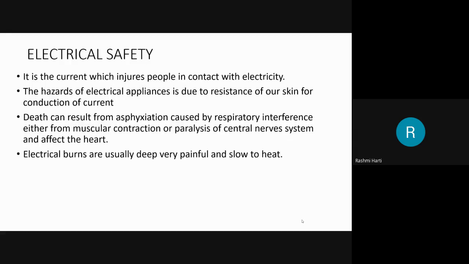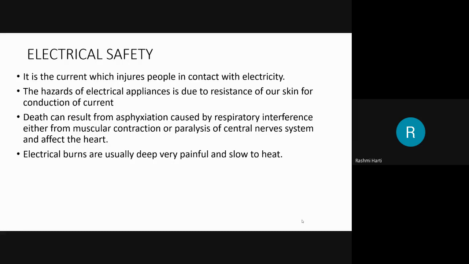It is the current which injures people in contact with electricity. So what injures people? It is the current. The hazard of electrical appliances is due to the resistance of our skin to the conduction of the current. When our skin resists, that is when these hazards happen.